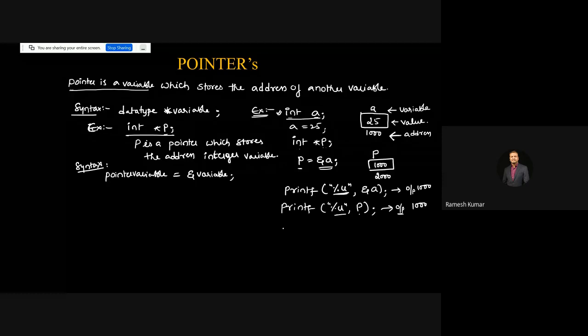Suppose I wanted to see in which location the pointer is stored. So what can we use? Printf percentile u ampersand p. Now what is p? P is a variable. That variable is occupying some location in the memory, let us say location 2000. Because I am writing ampersand p, it gives the address of that pointer variable p. So what is the address of pointer variable p? 2000. So it is going to print the output 2000.